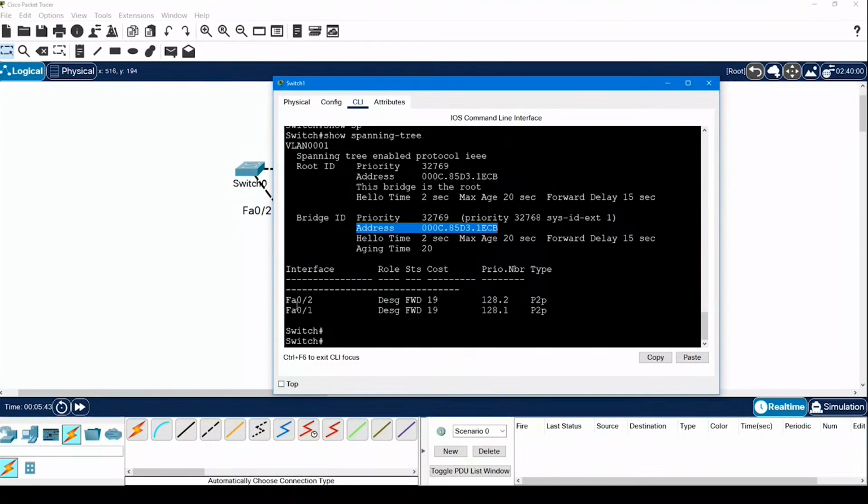Now, if we look into the roles of the ports, we know that all the ports are designated ports, right? So FA01 and FA02 both have a role of designated port. Both are in the forwarding state and the cost is again the same, 19. Why? Because they are Fast Ethernet ports.